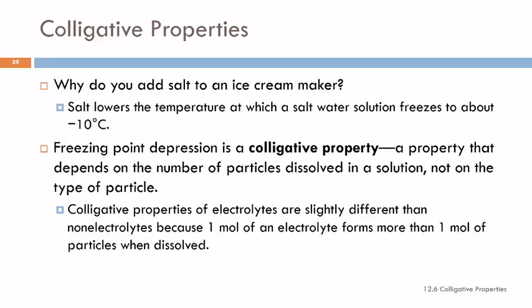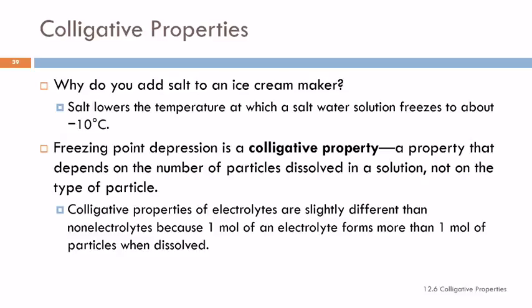So we're going to observe this in lab today when we make ice cream. The temperature of your ice and salt mixture is going to get down to about minus 10 degrees Celsius. It's really cold. So freezing point depression is called a colligative property. There are several of them.